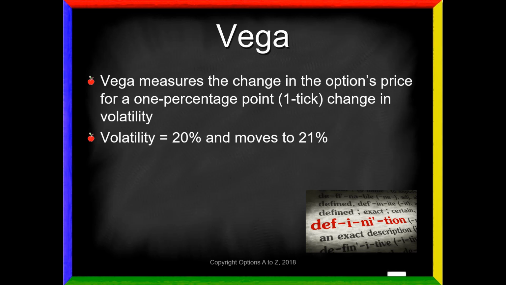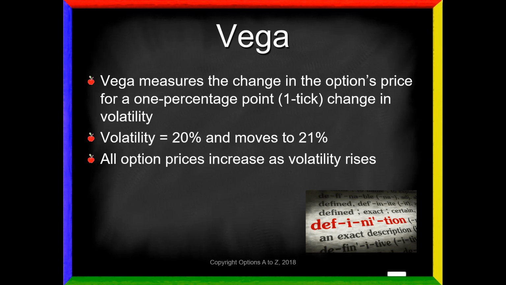Sometimes you'll hear new traders get this confused and they'll say, well, if volatility is 20% and it moves 1%, it should therefore be 20.2%. And that's not correct. We are not talking about moving volatility 1%. We're moving it 1 percentage point, which just means you're adding the number 1 to that figure.